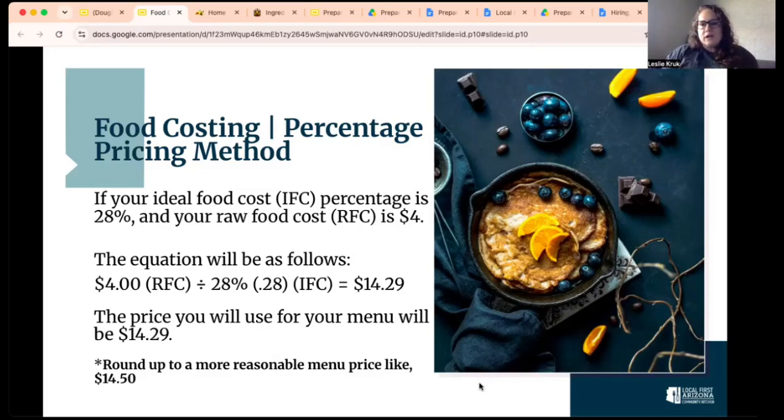$14.29 is kind of a weird price to have on your menu in the first place. So I highly suggest rounding it up or even rounding it down. You could go to $14.25 or up to $14.50.